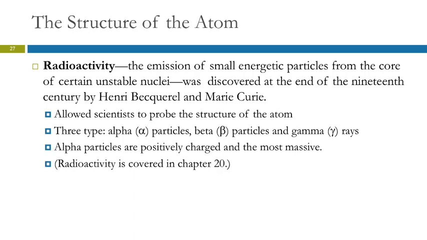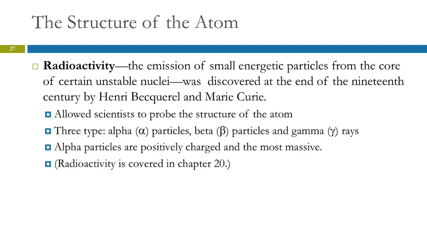Before we can talk about how he tested it, we have to do a little bit of learning about radioactivity. Radioactivity will be covered more in depth in Chem 1B, and that's in Chapter 20. It might be Chapter 21 in your textbook. So we're just going to do a little bit here. Radioactivity is the emission of small energetic particles from the core of certain unstable nuclei. It was discovered at the end of the 19th century by Henri Becquerel and Marie Curie, whom you've probably heard of. The discovery of radioactivity was important because it allowed scientists to probe the structure of the atom.